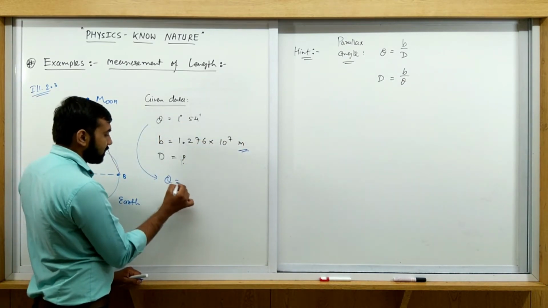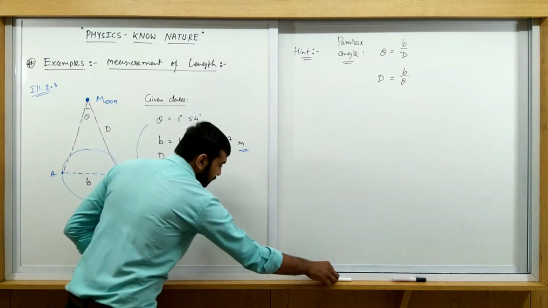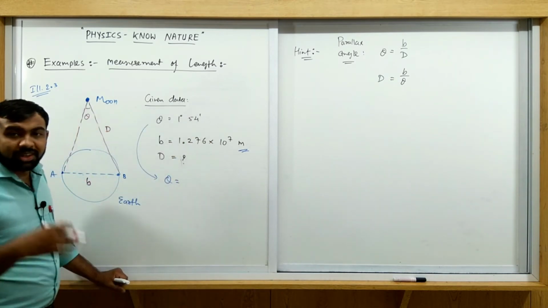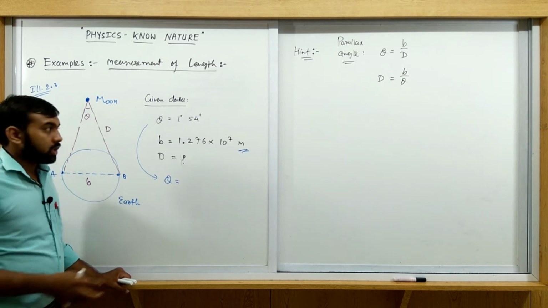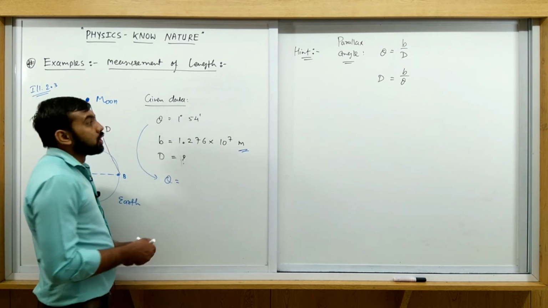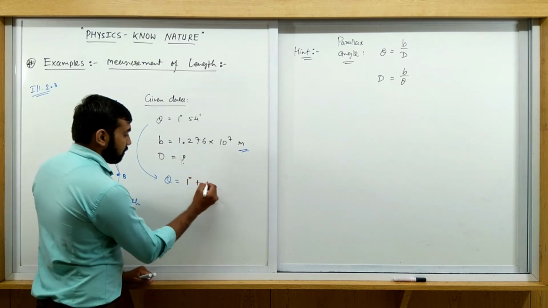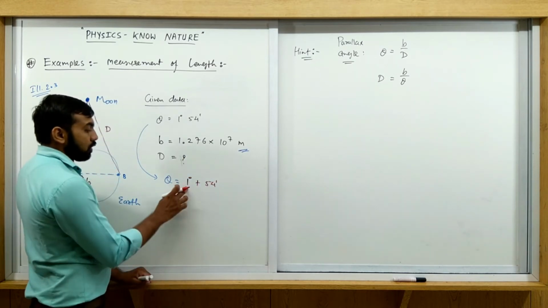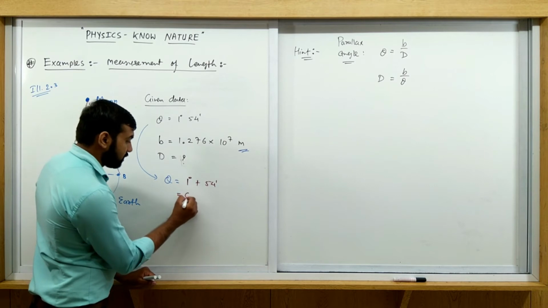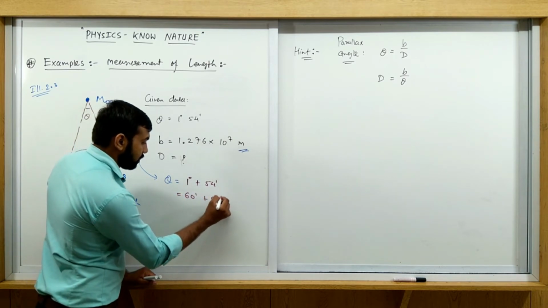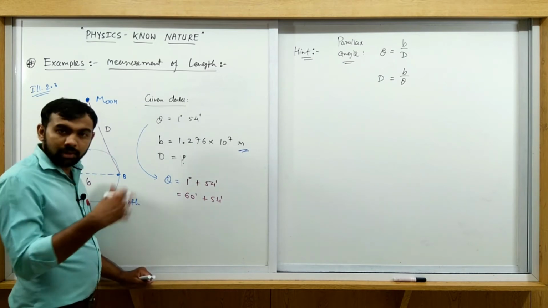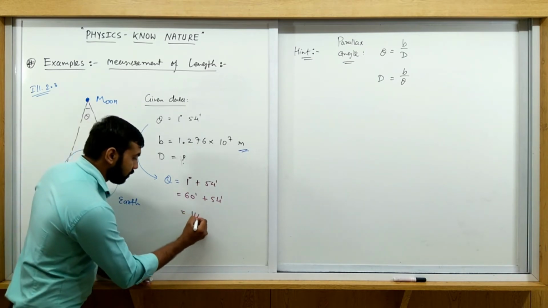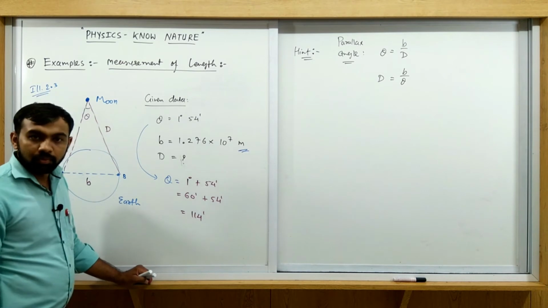So theta is equal to 1 degree plus 54 minutes. 1 degree means how many minutes? 1 degree means 60 minutes. It means 60 minutes plus 54 minutes. 60 plus 50 is 110, and plus 4 is 114. It is equal to 114 minutes.